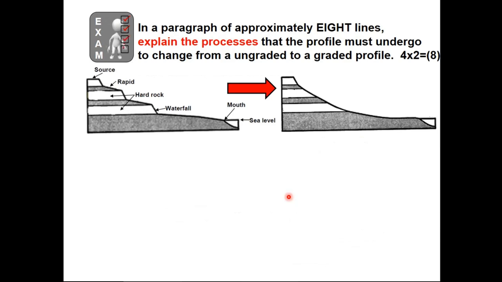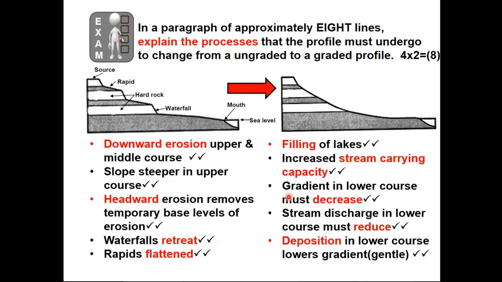In a paragraph, explain this process. If you can do me a favor and write down the headings so that you can come back to this one. I just want to finish and then I will come back to this particular paragraph, because I think this is rather an important section to know: how do I go from there to there. So put down downward erosion, headward erosion, filling of lakes, stream capacity, gradient, and stream discharge. If we've got time, I'm going to come back to this one again.